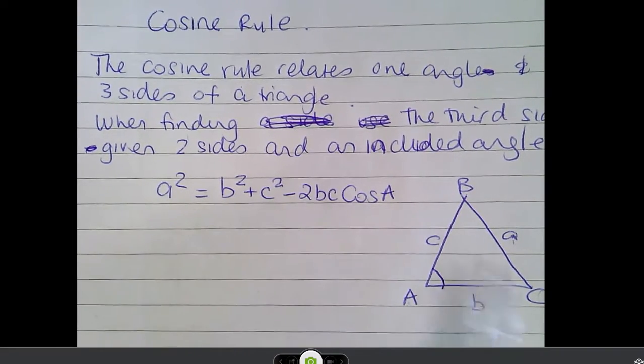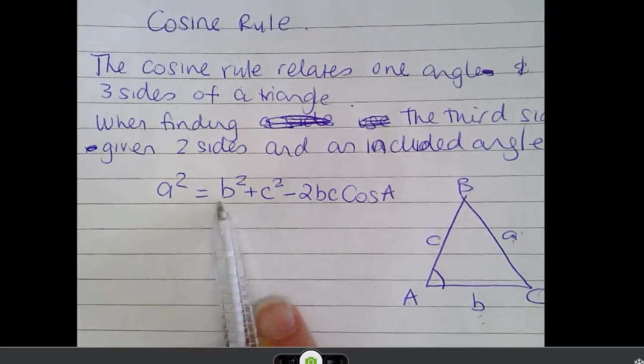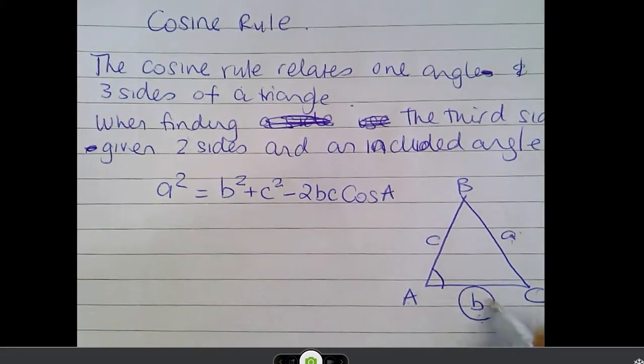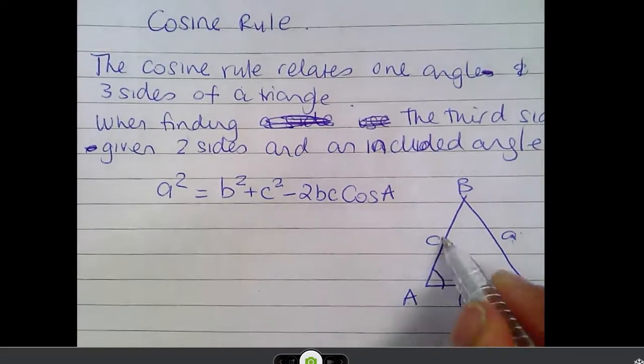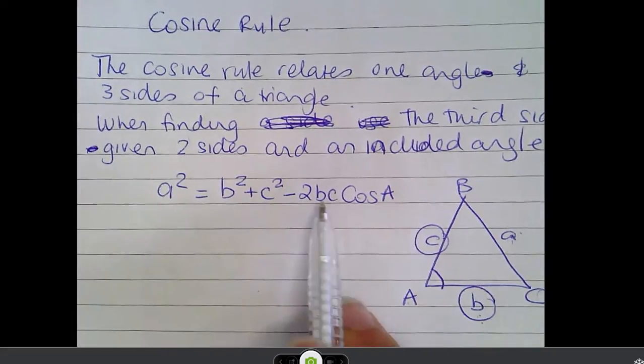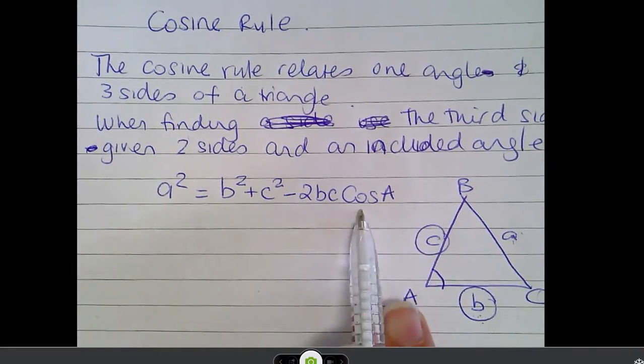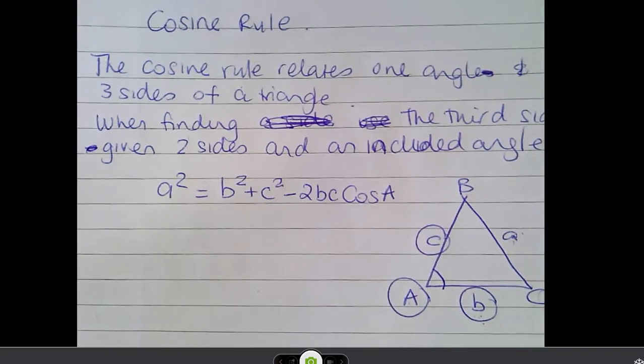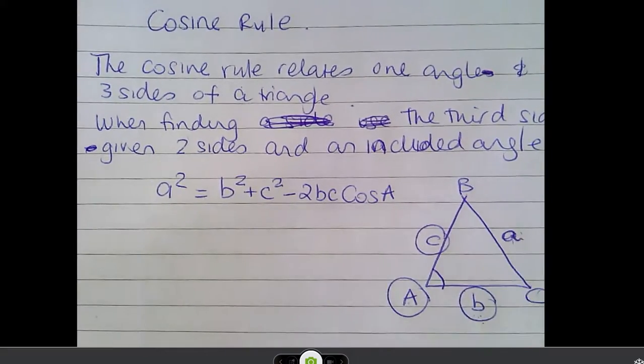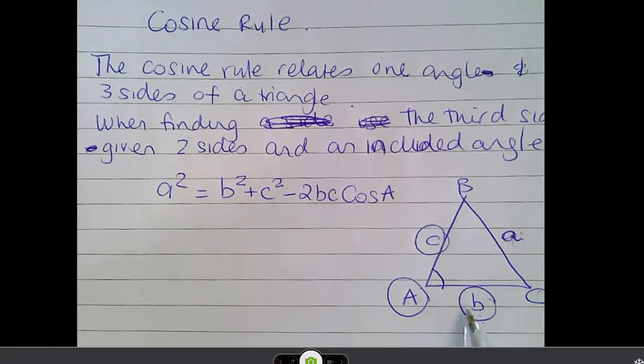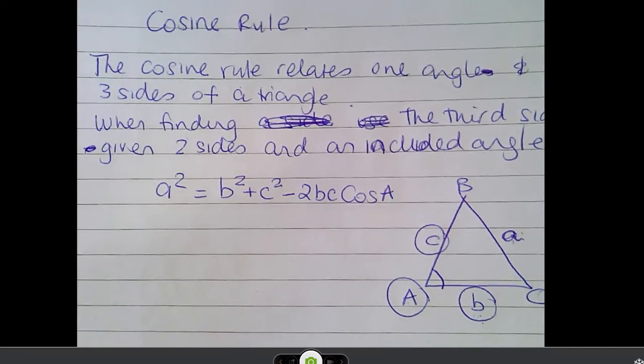What is in this formula? If you want a, listening, what's in the formula? Read them out. b, that one. What else is in the formula? c. What else? 2bc, and cos of capital A. So if you want to find a side length, I've just circled what you need: the other two sides and the angle between them.